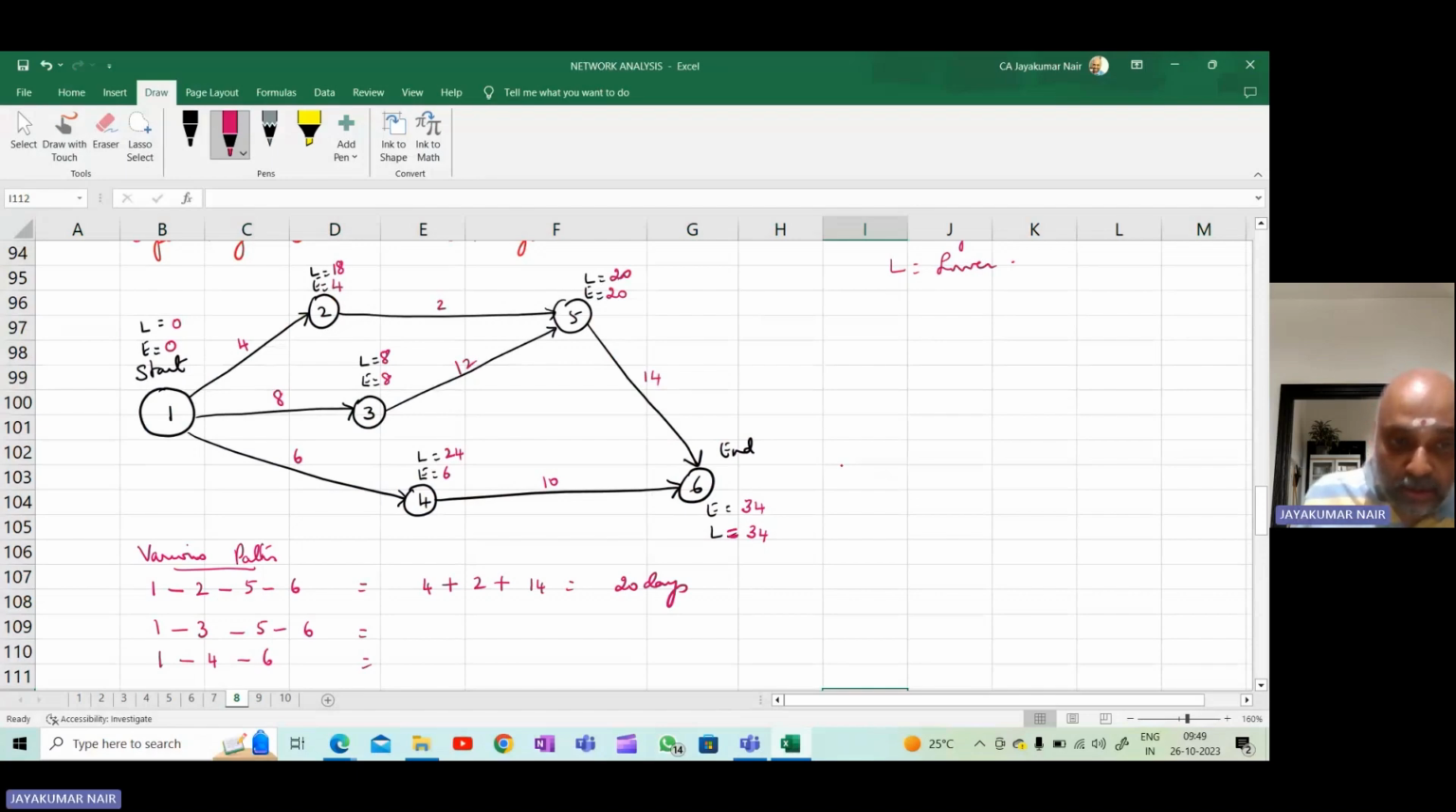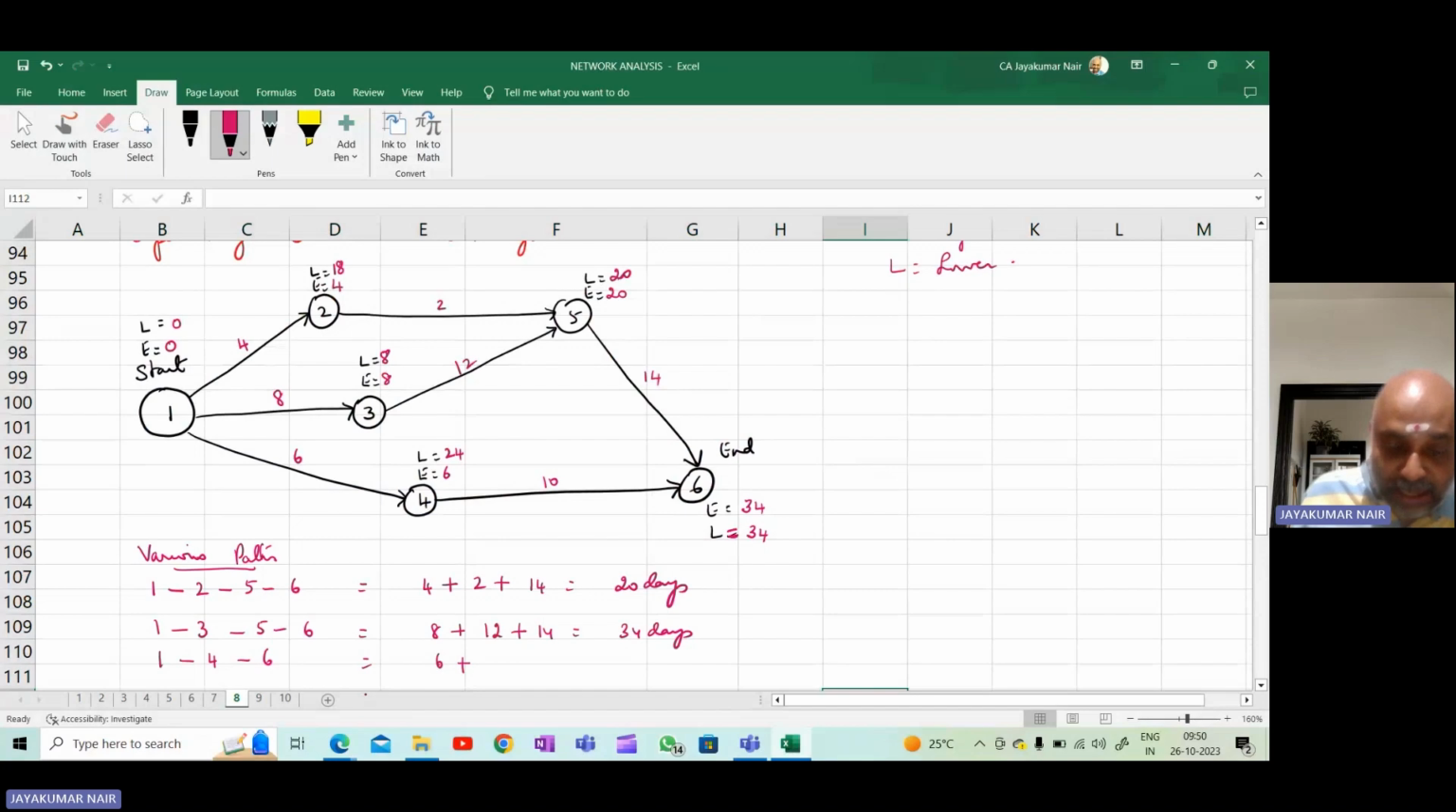Now coming to the next one, 1 to 3 is 8. 3 to 5, it is 12. 5 to 6 is 14. So how many days? 10, 20, 30, 34 days. 34 days. Next one, 1 to 4, 6 days.